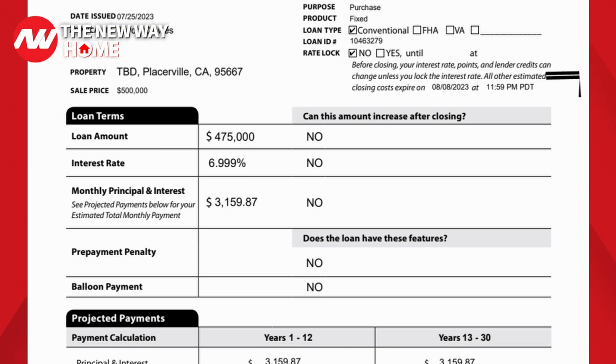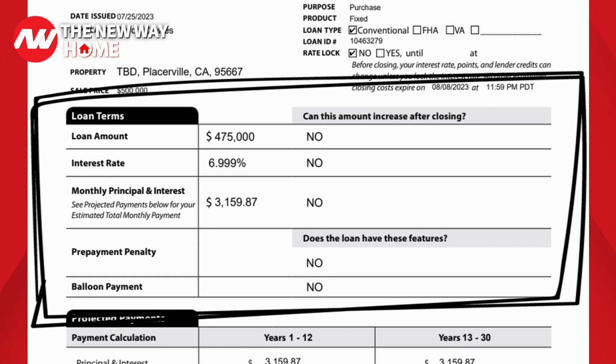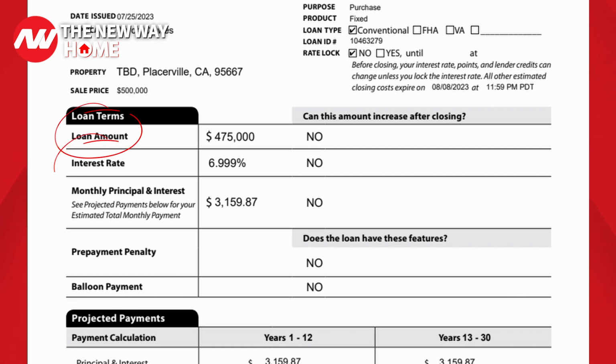All right, so the next section talks about your loan terms. You see the black bold box that says loan terms. This next section is basically giving you a summary of the loan that you're applying for. It gives you the loan amount and the interest rate, which is really the most important thing for the most part, besides how much closing costs you have.